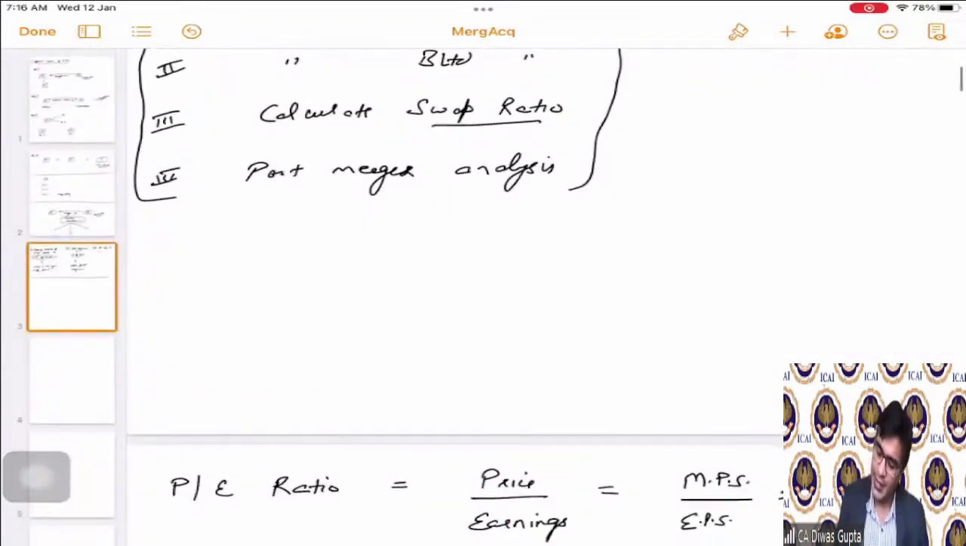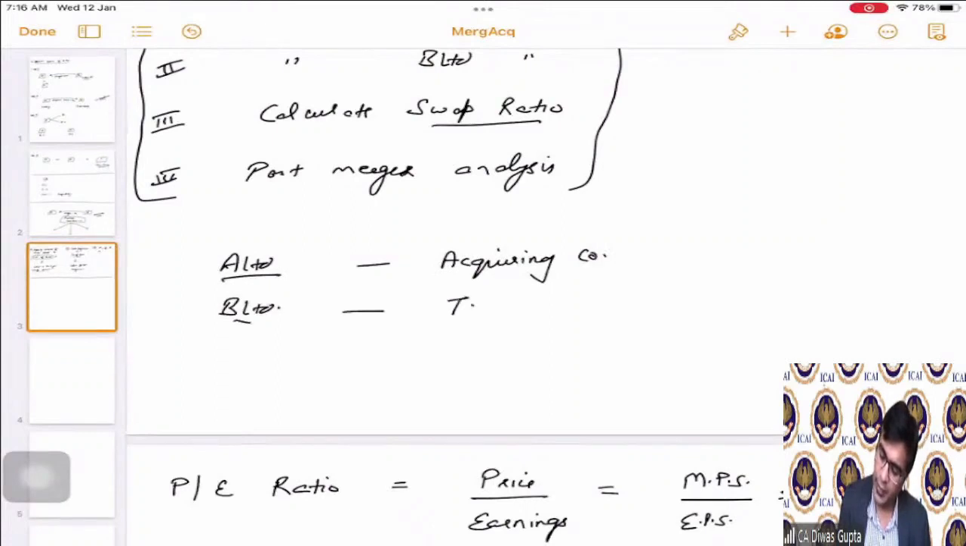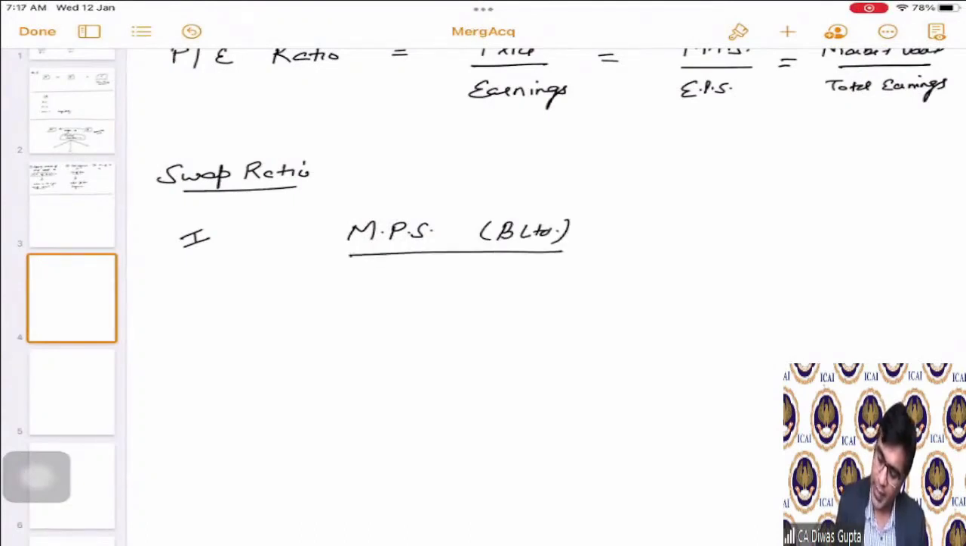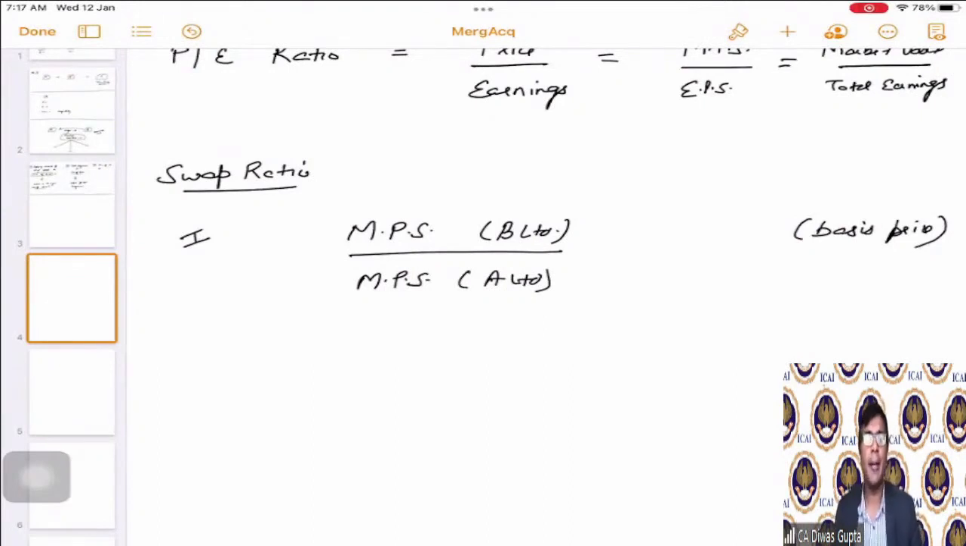For all of this, A Limited is the acquiring company and B Limited is the target company. Why is A Limited the acquiring company? Because A Limited is acquiring, correct? And B Limited is the target company. I will be using A Limited and B Limited only in the formulas. So the first ratio to calculate is market price per share of B Limited divided by market price per share of A Limited. This we call the swap ratio basis price.